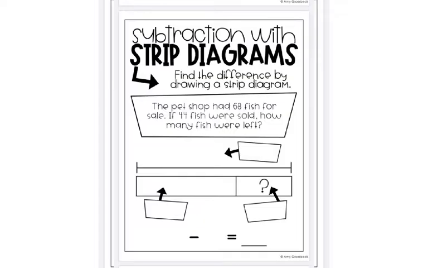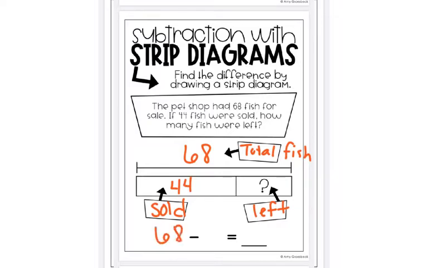And we're subtracting from that total to find the other missing number. So the pet shop had 68 fish for sale. So 68 is our total. 68 total fish. And 44 of them were sold. 44 sold, and we don't know what is left. In order to solve that, the equation we would use is 68 minus 44, and that would show us how much is left.